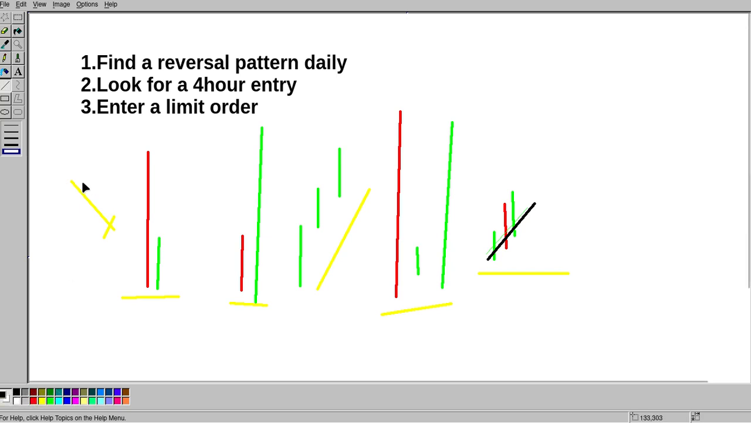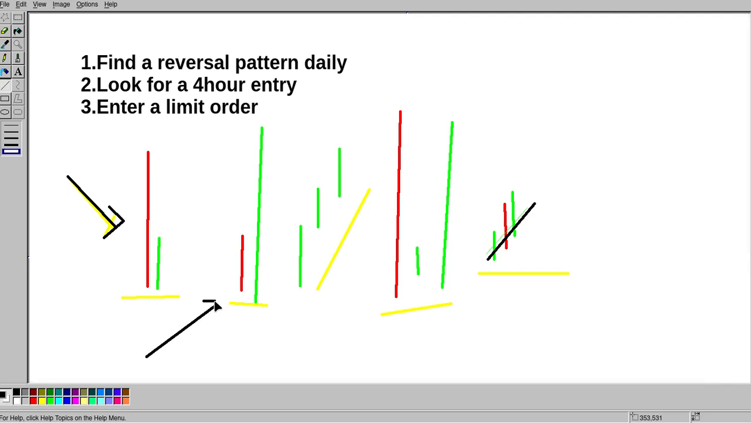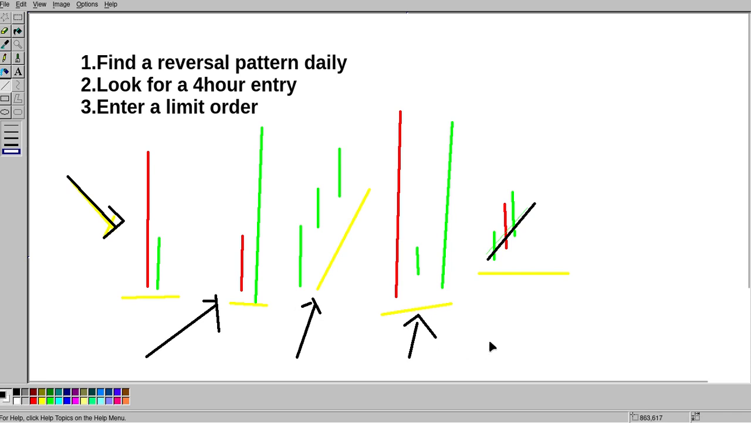Let's use black now. So this one right here is called the bullish harami. This one here is called the bullish engulfing. This one here is called the rising three soldiers. This one here is called the morning star, and this one is called the long lower shadow. So these are what I'm going to use for the 4-hour entry. Okay, so for the 4-hour entry, I'm going to use candlestick patterns. So these are bullish patterns.